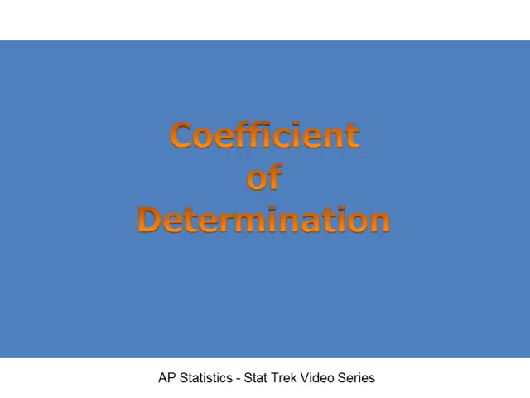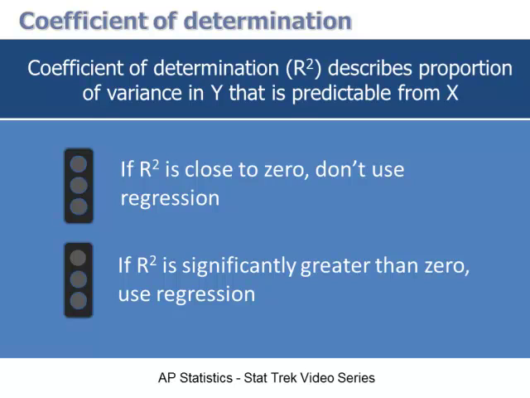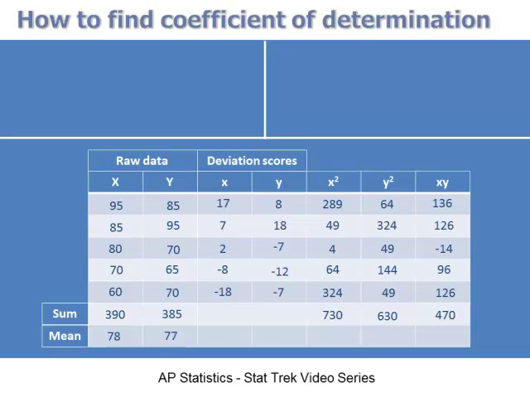Before you actually use the regression equation, you should ask how well the equation fits the data. One way to assess fit is to compute r squared, the coefficient of determination. Recall that the coefficient of determination measures the proportion of variance in the dependent variable that is accounted for by the independent variable. So, when r squared is close to 0, regression tends to produce poor predictions. On the other hand, when r squared is much greater than 0, regression tends to produce good predictions.